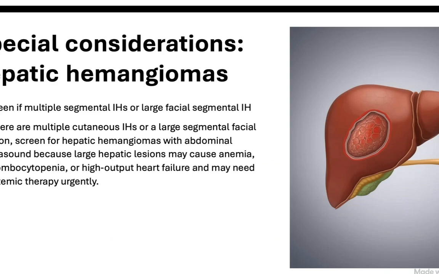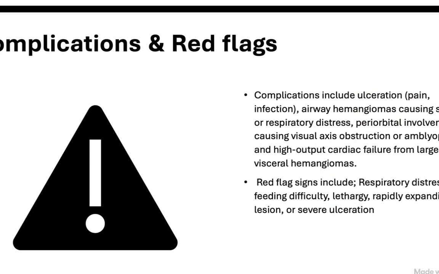Well, there is a very important thing in hemangiomas. It's to understand if the liver is involved or not. Now, when do you suspect liver involvement? If there are multiple segmental infantile hemangiomas, or if there is a large facial segmental infantile hemangioma. If these cases are present, then order an abdominal ultrasound to check if there is liver involvement. Why is it important? Because in a highly vascularized organ like the liver, a hemangioma there may cause anemia, thrombocytopenia, or even cardiac failure.